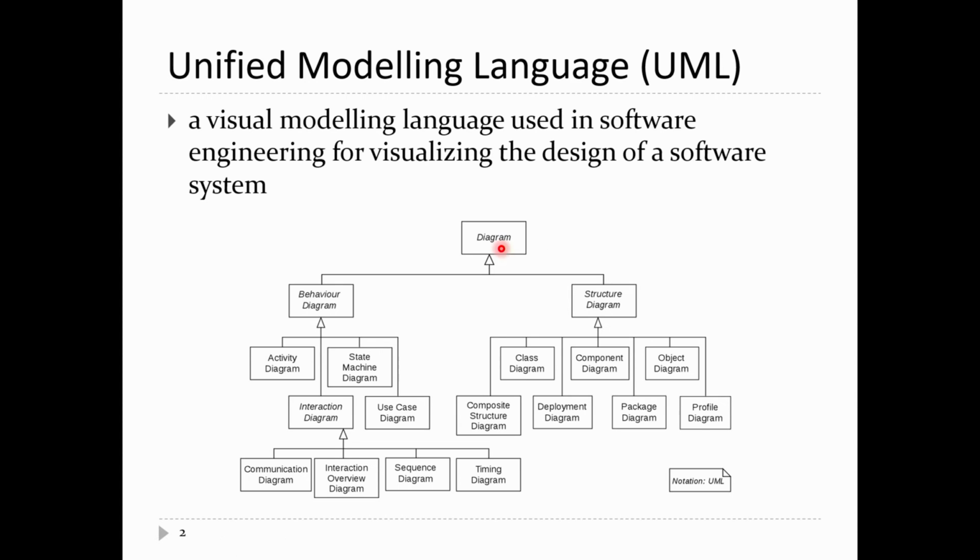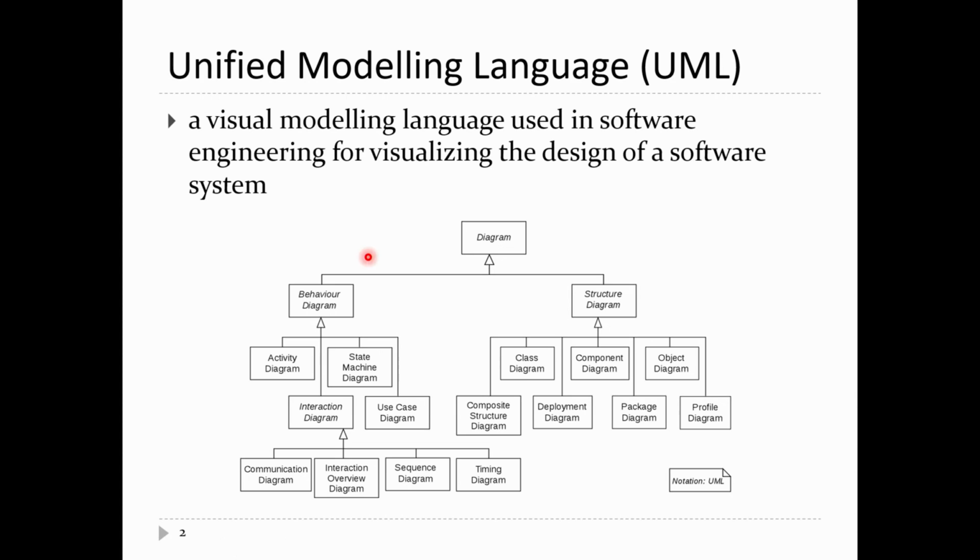So you can see here up at the top, there's this thing called diagram. Everything in a UML diagram is an instance of this class called diagram. There's a thing called a structure diagram and a behavior diagram. Structure diagram describes the structure of a class or an object. A behavior diagram describes how objects interact with other objects.